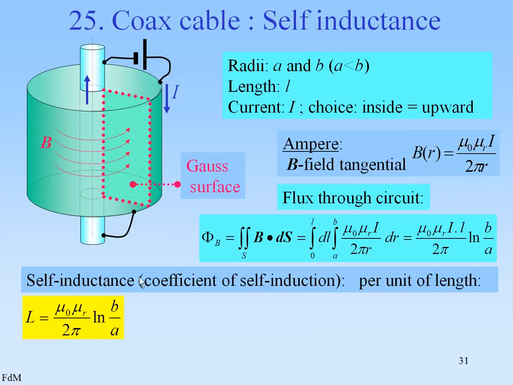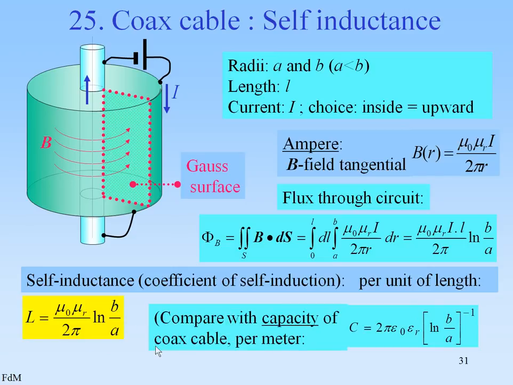And this means that the self-inductance per unit of length is given by this expression here. You can achieve a large self-inductance by having a small value of a, or a large value of the ratio, of course. Let's compare with the capacity of a coax cable. That's given by C is 2 pi epsilon naught epsilon r divided by that logarithm term.